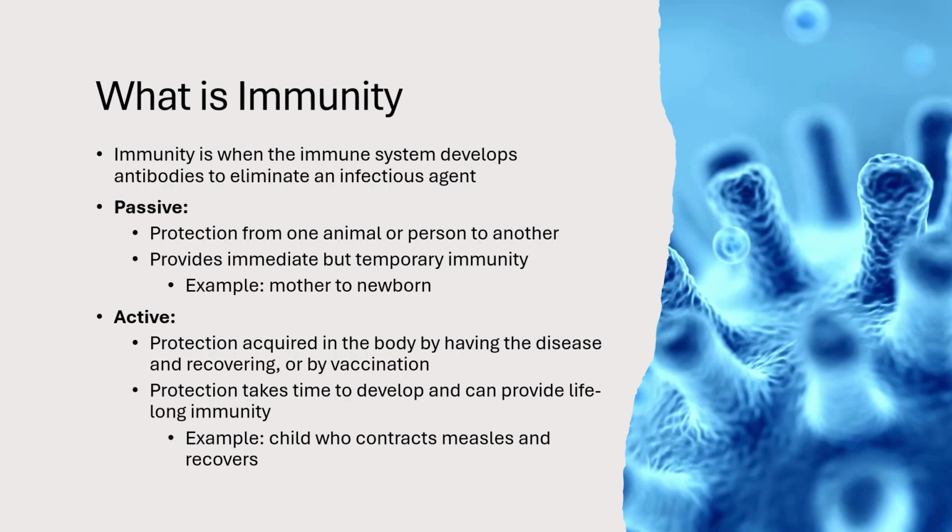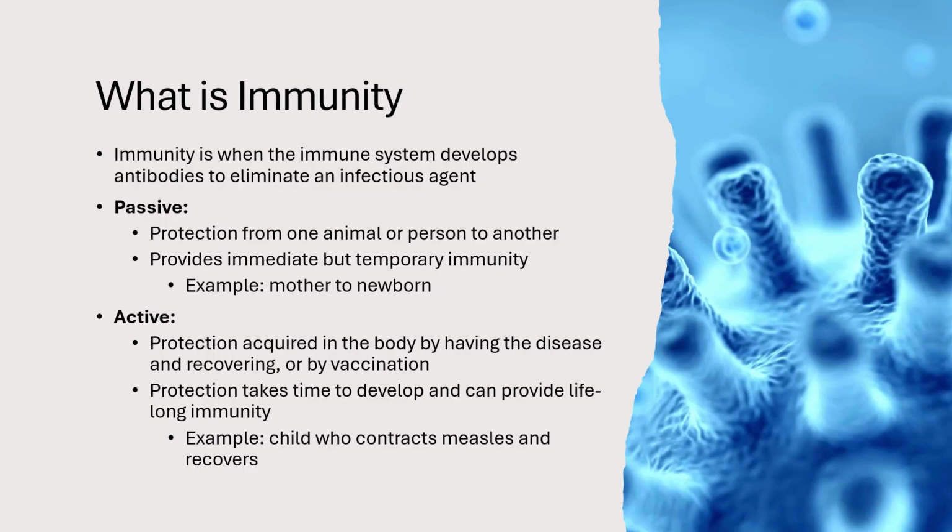The first one is passive. Passive immunity is a protection from one animal or person to another. This provides immediate but temporary immunity. I want you to think of the example, mother to a newborn. As the mother is pregnant with the fetus, she is passing on immunity to that newborn. But then as the newborn is born, over time, it loses that immunity, and this is where vaccines are so important.